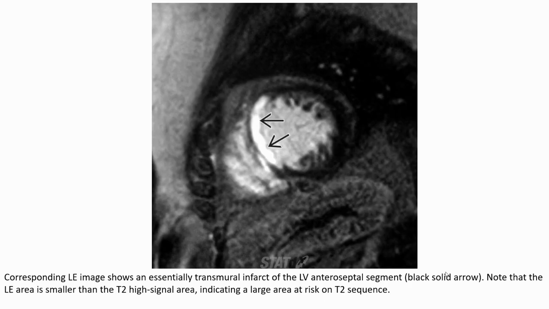This corresponding early image shows an essentially transmural infarct of the left ventricle anteroseptal segment (black solid arrow). Note that the late enhancement area is smaller than the T2 high signal area, indicating a large area at risk on T2 sequence.